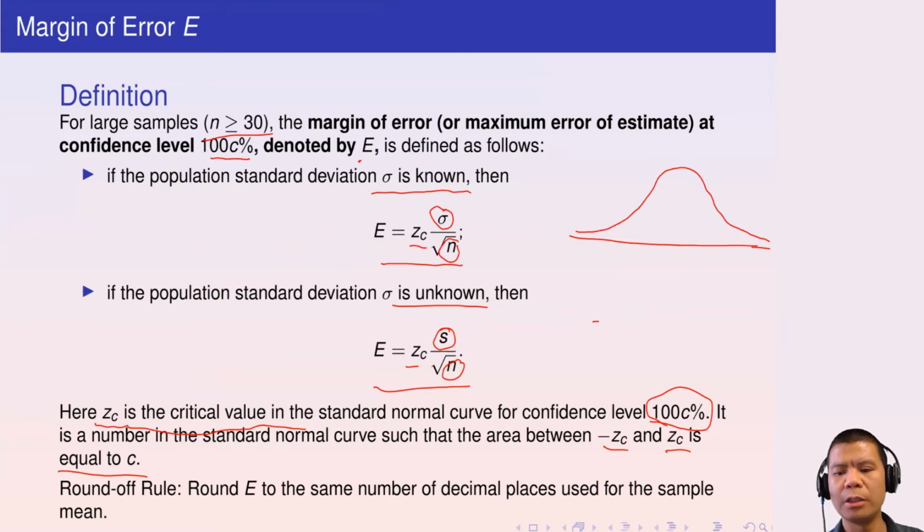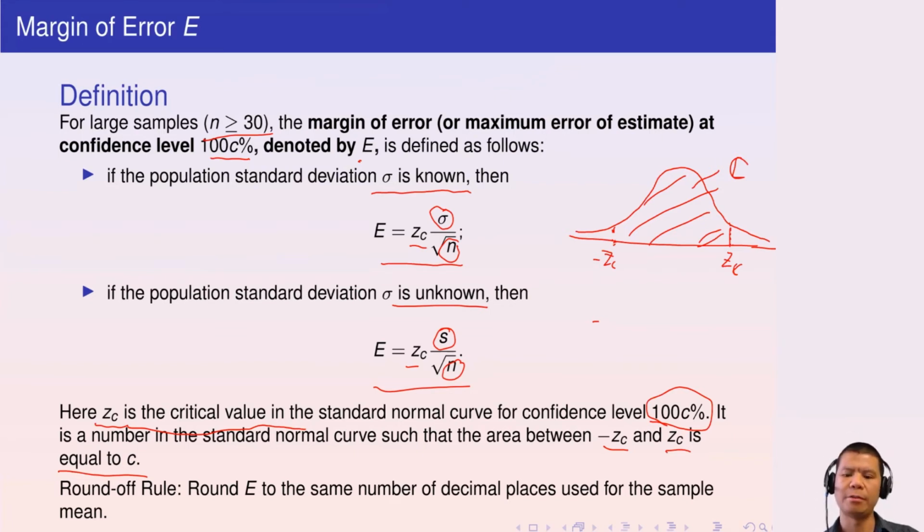So based on our definition, this is negative ZC and this is ZC. It is the value such that inside this curve, between these two, this area is equal to C. Okay, so that is what we have. ZC. What is ZC? Now the question is, how can we find the ZC?